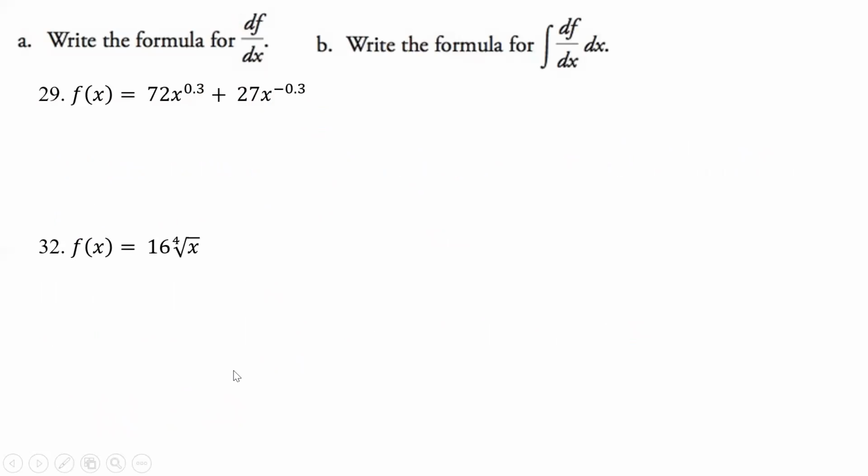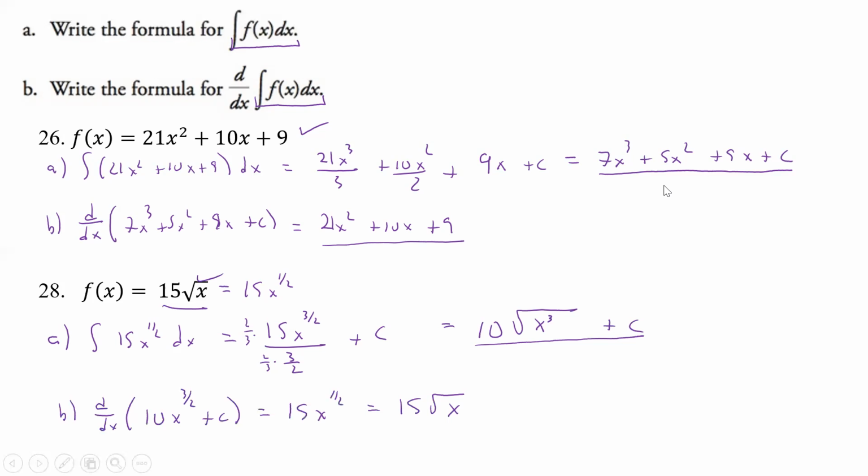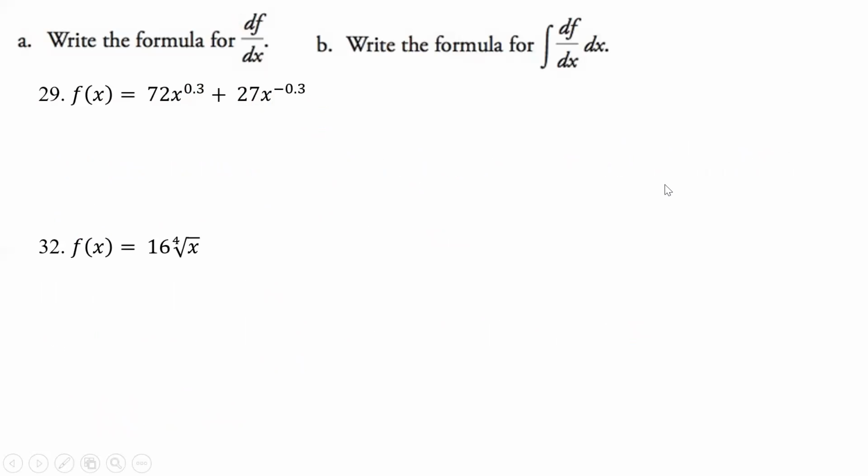All right, so here we're supposed to first take our derivative and then take the integral. So first we did the integral, then the derivative. Now here we're taking the derivative, then the integral. So how do we do that? Well, when we do the derivative, we know how to do that. That's from the last chapter. We're going to take df dx is equal to d dx of our 72x to the 0.3 plus 27x to the negative 0.3.